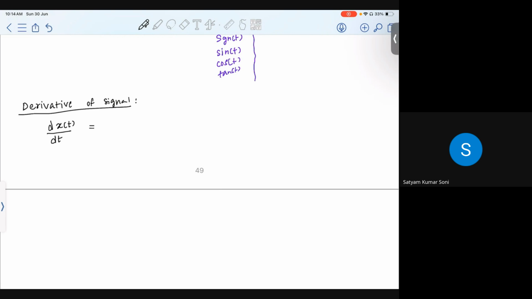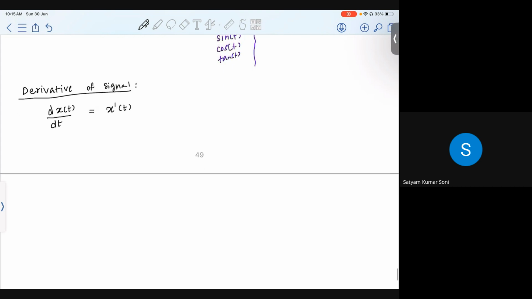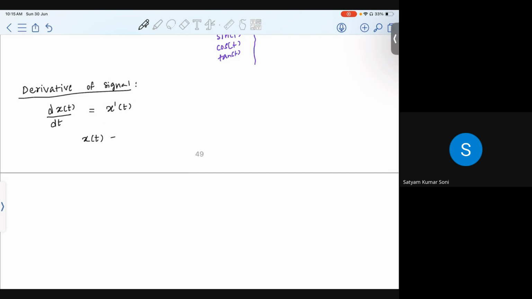Yes, ma'am. So you know this, right? What is dx? We also represent this by x prime of t. So this is just dx of t by dt. How do you calculate the derivative? It depends on the signal. Suppose your x of t is cos t. You know how to find the derivative for cos t, right? d cos t by dt. This is simple differentiation of the cos signal. So what is the differentiation of the cos signal?